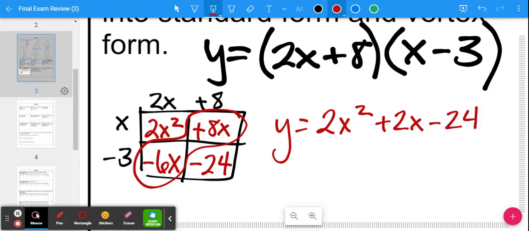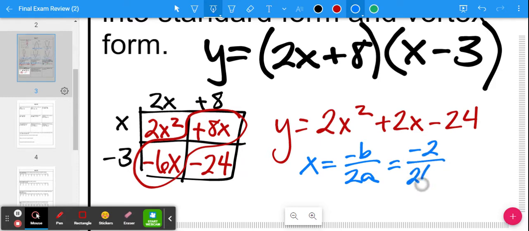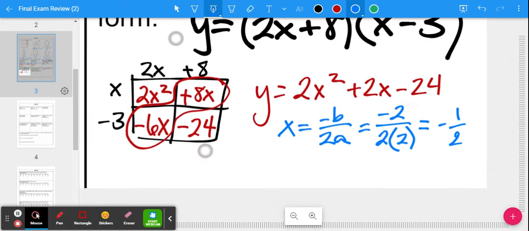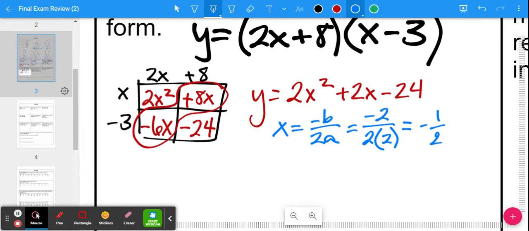Now to get this into vertex form, we have to begin by finding our x value by doing -b over 2a. So our b value is 2, so we have -2 over 2 times your a value, which is also 2. So that means the x value in our vertex is -1/2 because it ends up -2 over 4, which is -1/2. So from there, we plug this back in to solve for our y value.